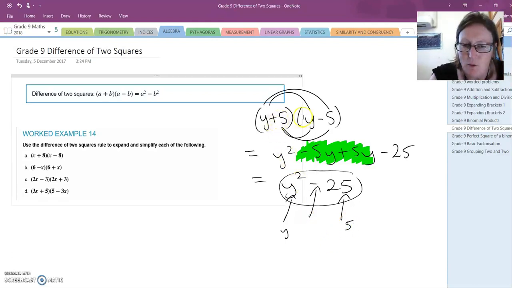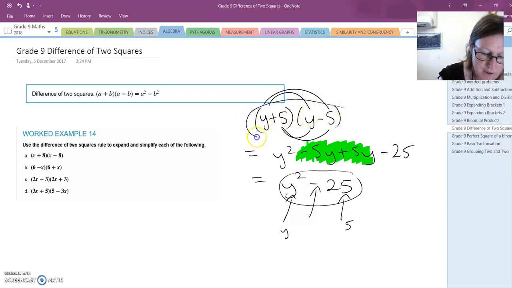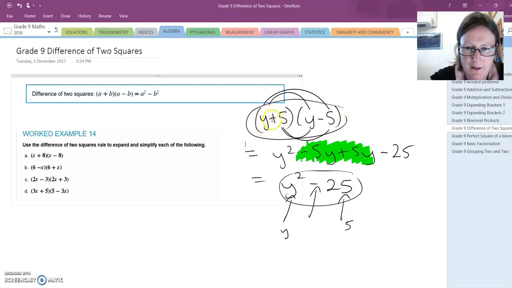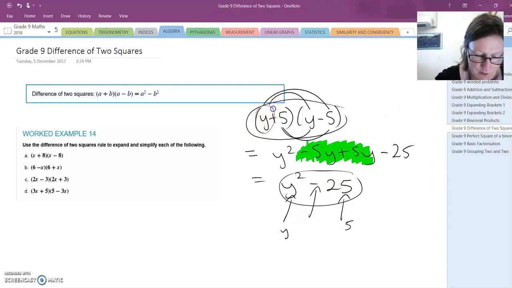So look at our brackets initially: what's in the brackets is exactly the same except for the sign in the middle. If what's in the brackets is exactly the same except for the sign in the middle, our answer is two terms, a difference in the middle, and the perfect squares. We square this first term here, square our y to get y squared, and square our 5 to get 25.